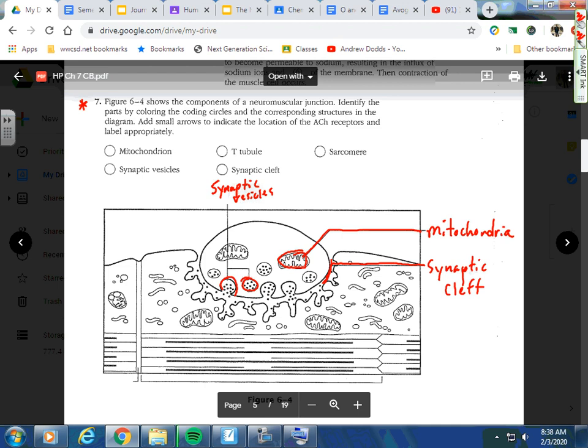Eight. This band down here is going to be the sarcomere. This whole band from Z line to Z line. And this thing here is going to be the T tubule. Did I get them all? And that's the labeling for that. Cool. And so you marked that. That is on the quiz.